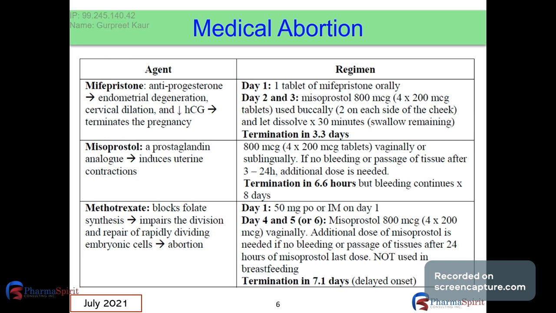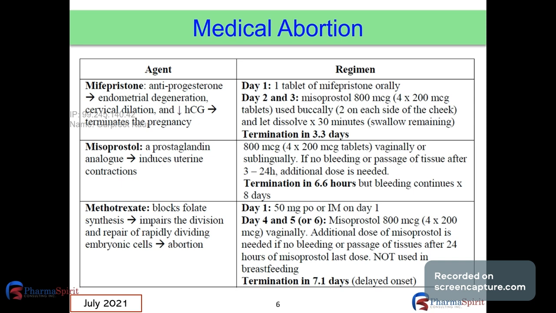So mifepristone is an anti-progesterone medication. It causes endometrial degeneration, cervical dilation, and reduces the level of human chorionic gonadotropin, which is the hormone that's essential to maintain pregnancy. This leads to termination of the pregnancy. So it's used in combination with misoprostol.